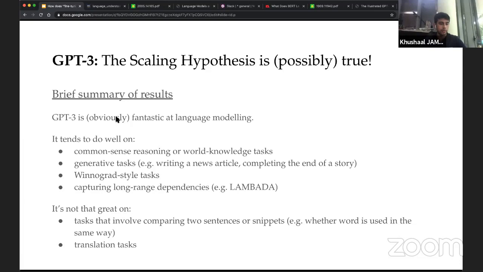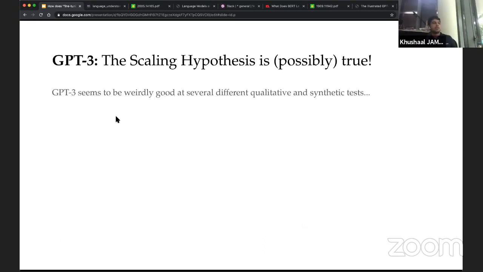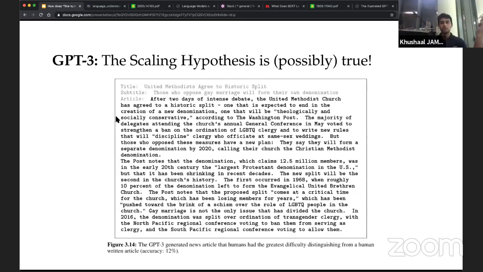It's not that great. So returning to this, GPT-3 is not that great on tasks that involve comparing 2 sentences or translation tasks, for reasons which we are going to explore when we look at the shortcomings. But aside from, I suppose, the more formal tests, what I found most interesting is that GPT-3 seems to be weirdly good at several qualitative and synthetic tests, and that this is not reflected in its performance on various benchmarks. So I think the most obvious one to begin with is the news article generation.